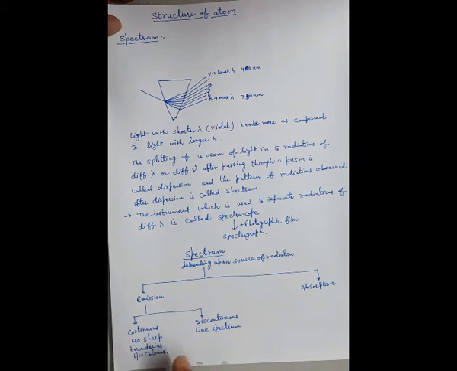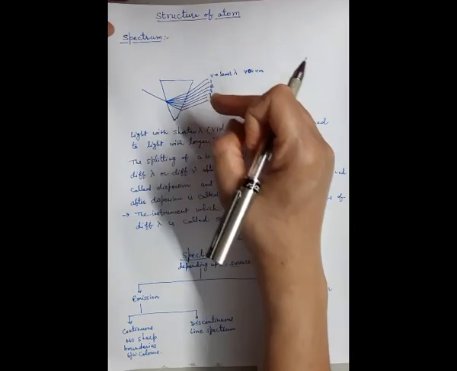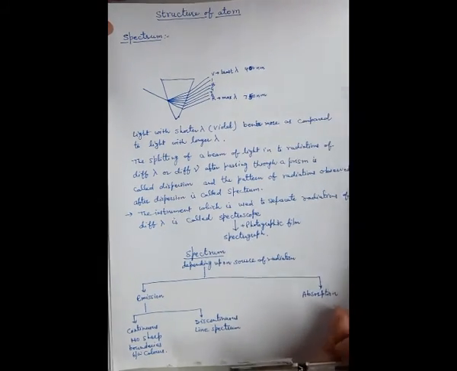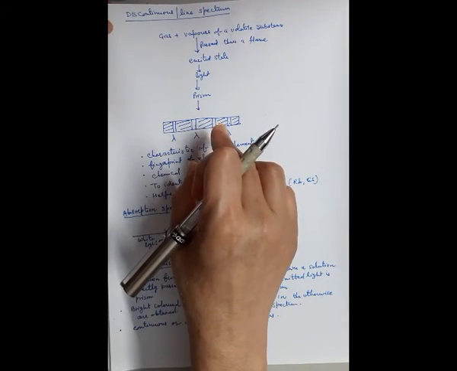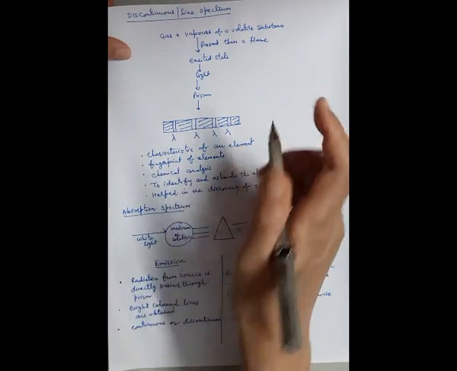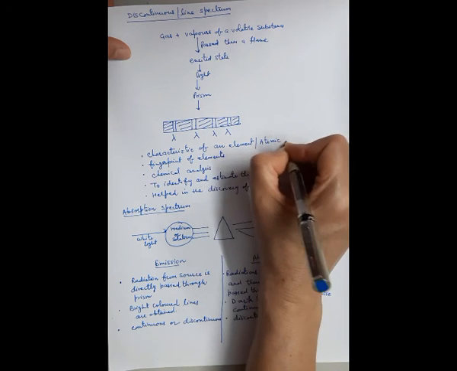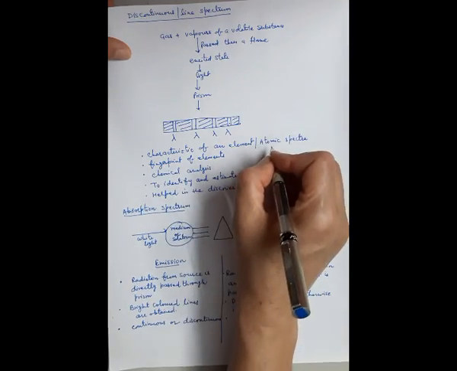Emission is further classified into continuous and discontinuous. Children, in continuous, as we have discussed earlier, there are no sharp boundaries. All the colors are merged together. Whereas in discontinuous, which is a line spectrum, distinct colored lines are obtained. And you will see that they are the characteristic of an element. That is why they are also called atomic spectra, because they are characteristic of an element.